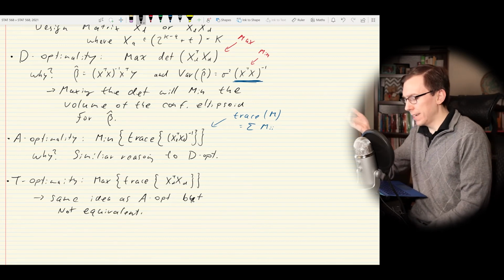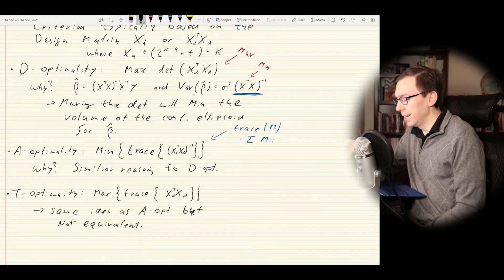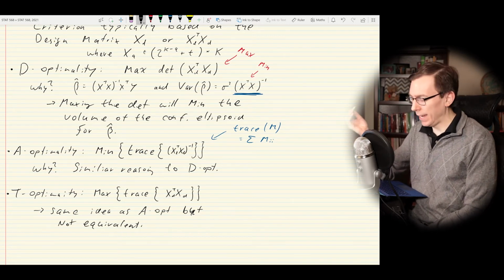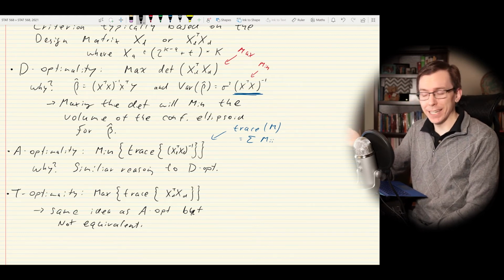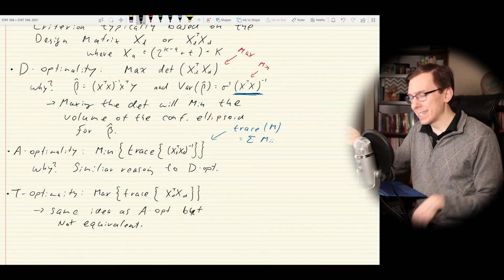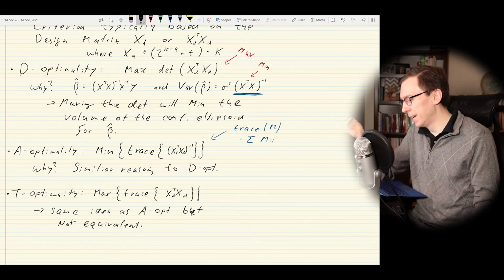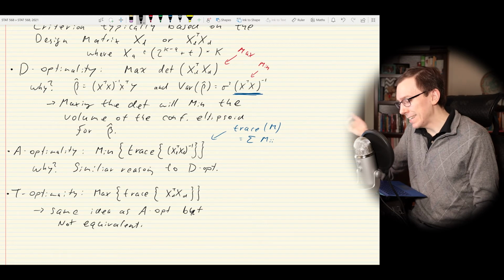You almost might think that you're going to get the exact same answer out. If you minimize or maximize the determinant of x transpose x or x transpose x inverse, you get the same answer because of the way determinants work. But the trace doesn't work that way. The trace of the inverse is not the inverse of the trace, right? You can't just flip them like you can with determinants. So you will get a slightly different answer for T-optimality versus A-optimality.